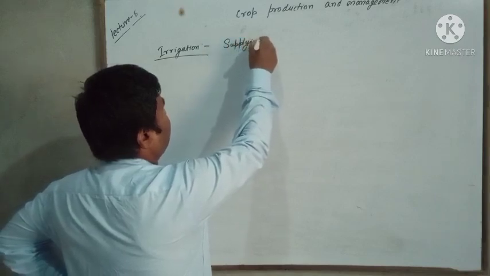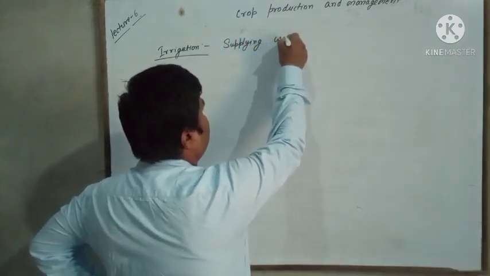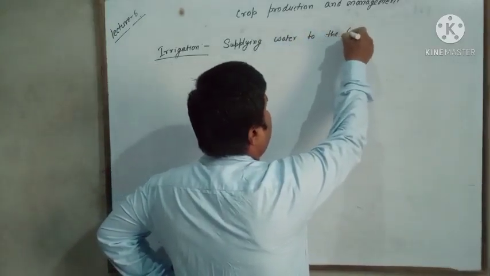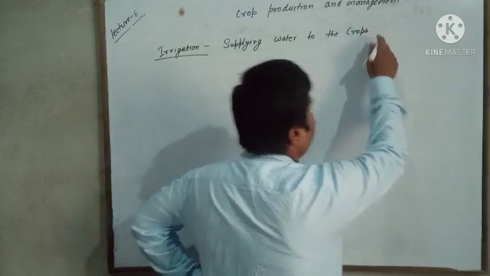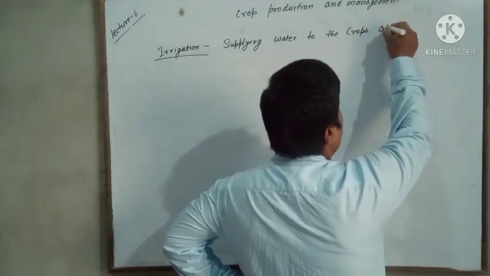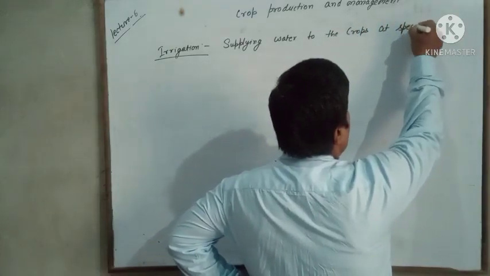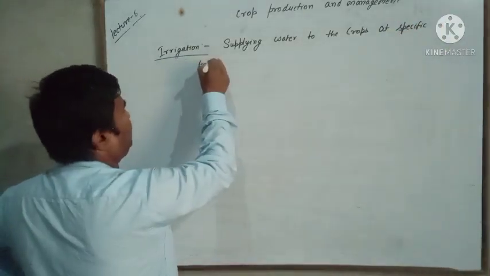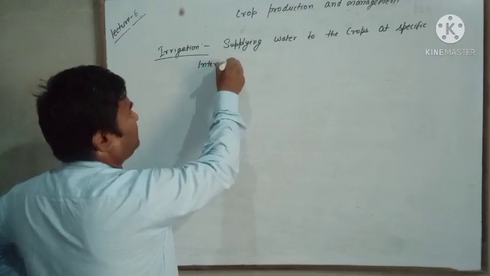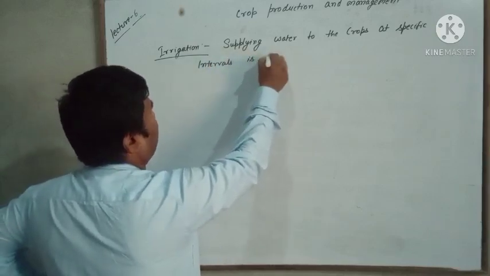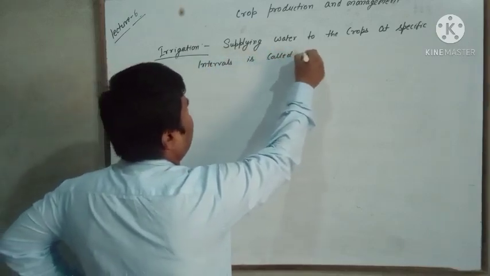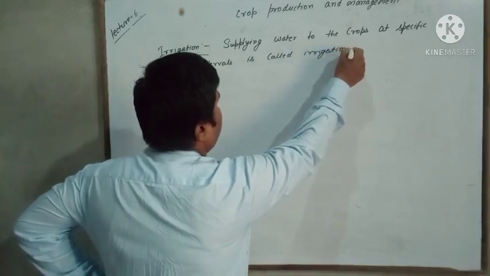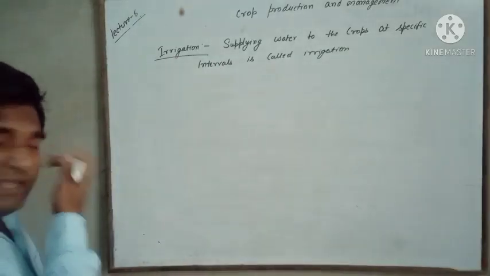Supplying water to the crops at specific intervals is called irrigation. Okay, is called irrigation.